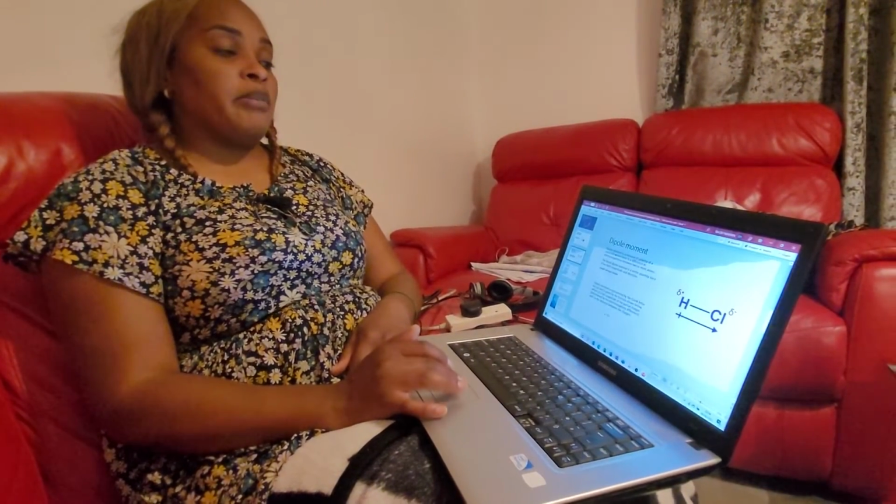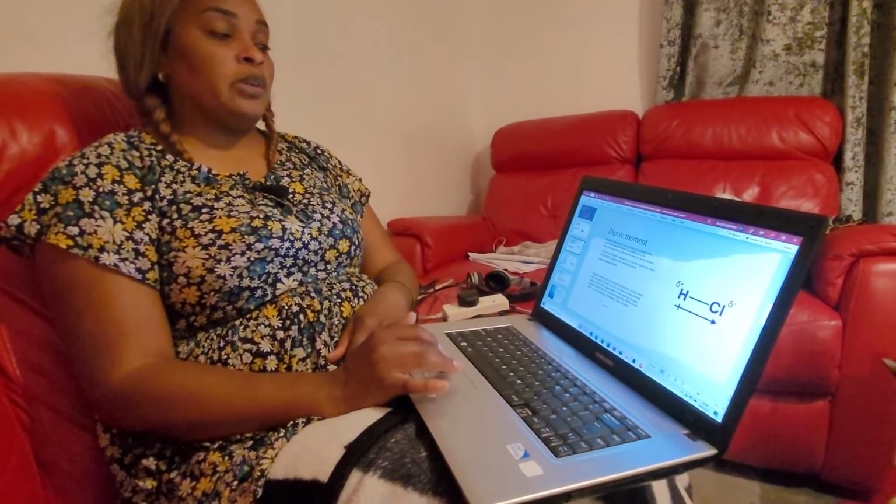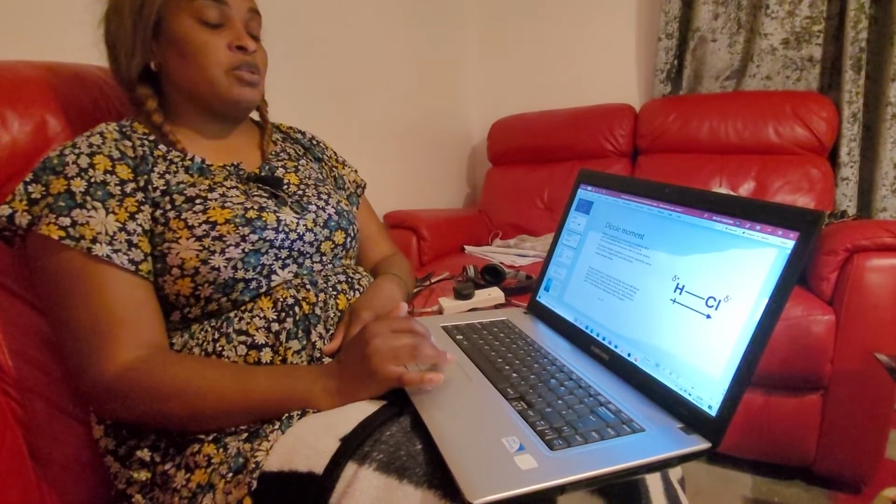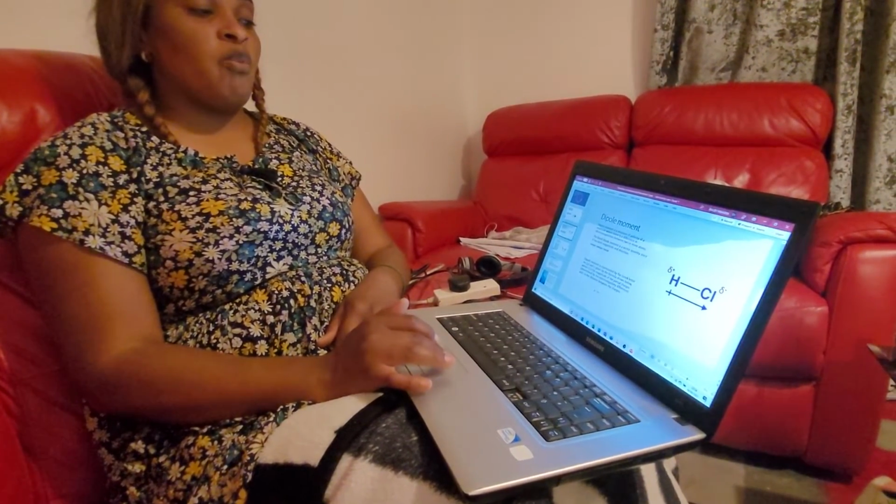Dipole moment. Dipole moment is a measure of polarity of a molecule where there is a difference in electronegativities between two or more atoms. The bond dipole moment is a vector quantity since it has both magnitude and direction. My example here is hydrogen chloride.